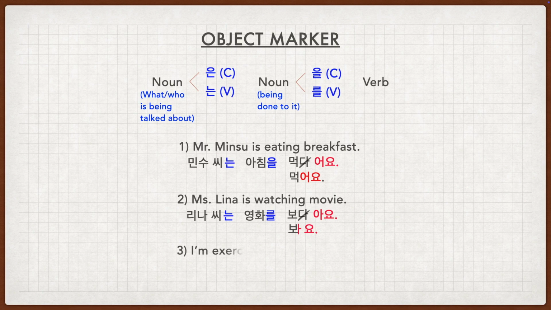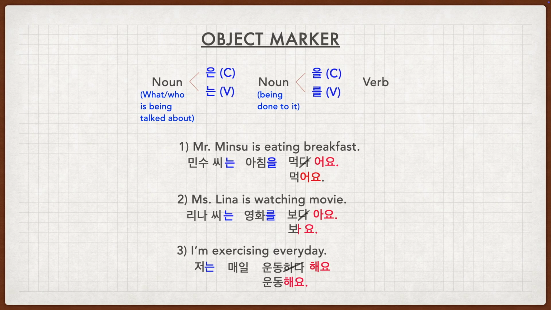And number 3, I'm exercising every day. And I is the one who is being talked about. I was 저 in Korean. And 저 also ends with a vowel, so we can attach 저는. And every day in Korean, we can say 매일. To exercise, 운동하다. And for 하다 in the present tense, just simply change it to 해요. So we can say 저는 매일 운동해요.